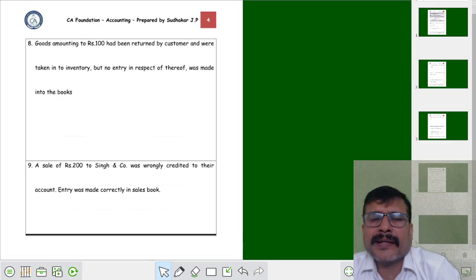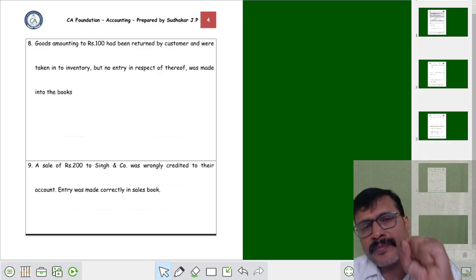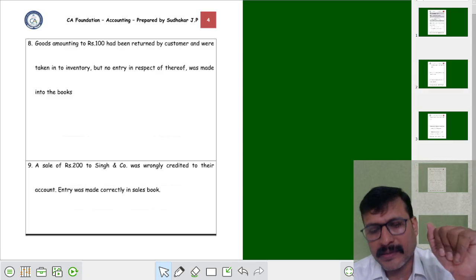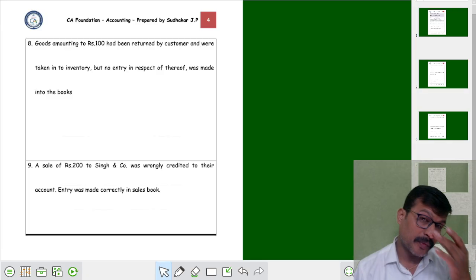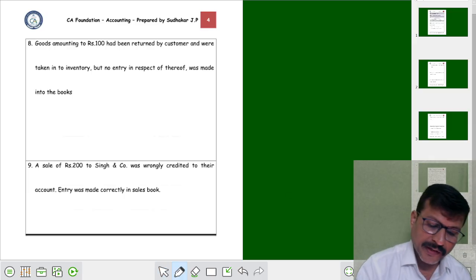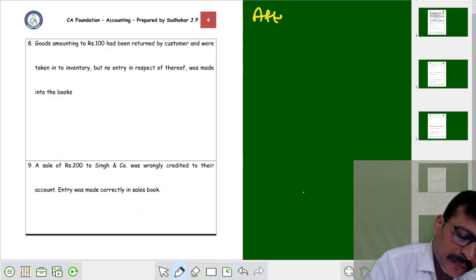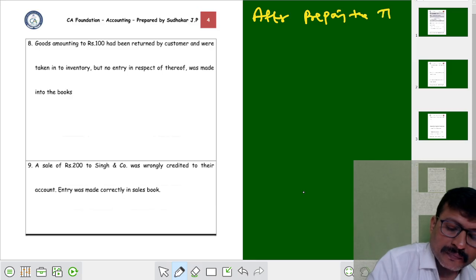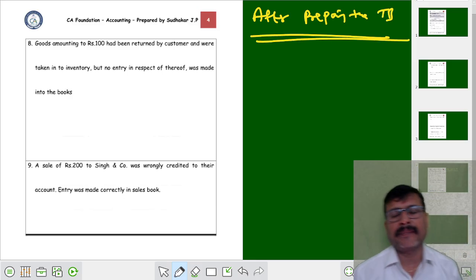In the earlier classes we completed 5 problems in rectification, that too before preparing the trial balance. Now we are entering into the problems after preparing the trial balance. What? We are into the problems after preparing the trial balance.